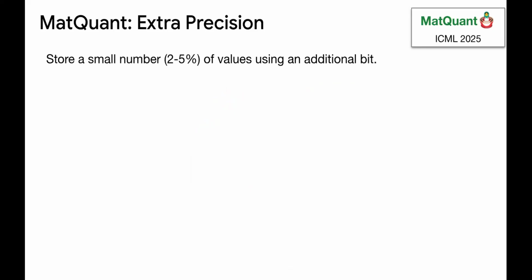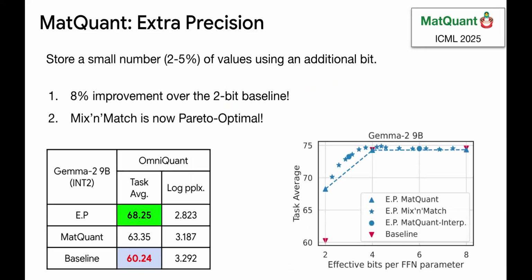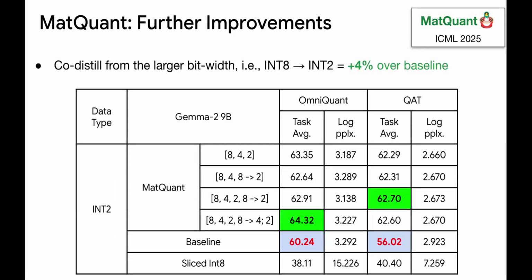Okay. So yeah, and it's all Pareto optimal. It's about a total 8% improvement. So it was 3% and then 5% on top of it. We have a couple more tricks.